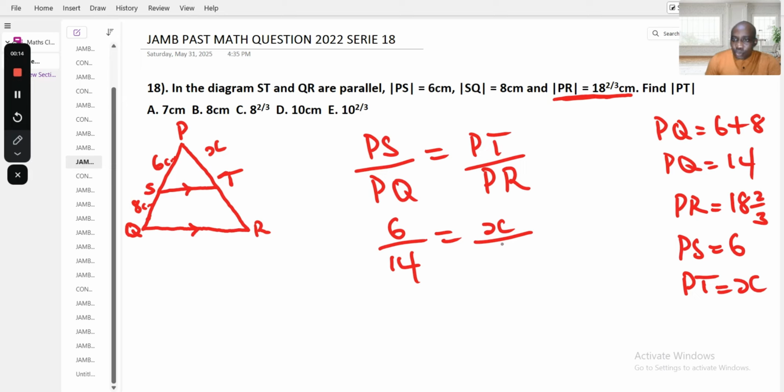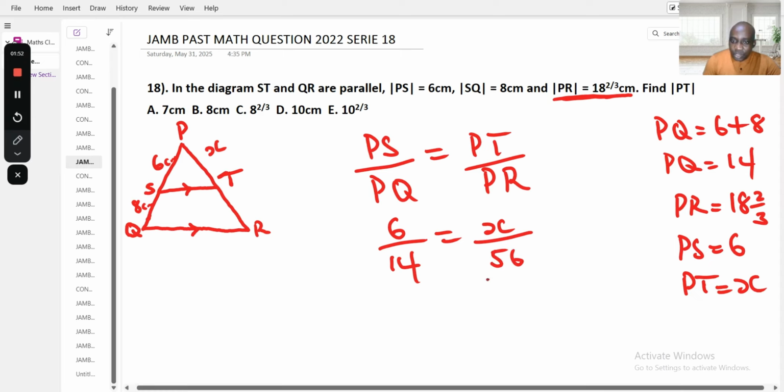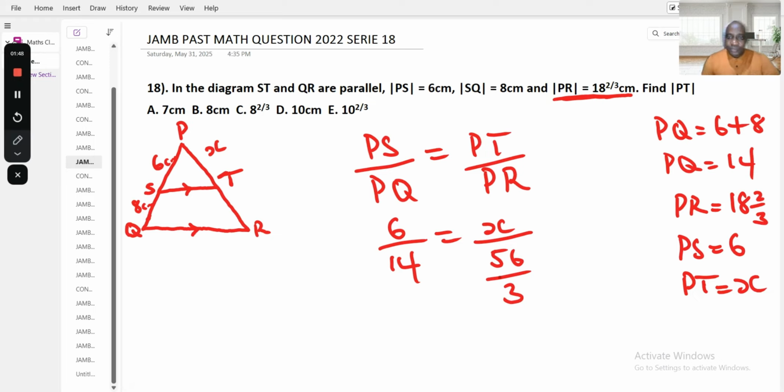Let me turn this to an improper fraction. 18 times 3 is 54. Therefore, 54 plus 2 gives me 56. It means 56 divided by 3. I've turned this to an improper fraction. Now, what next are we going to do?